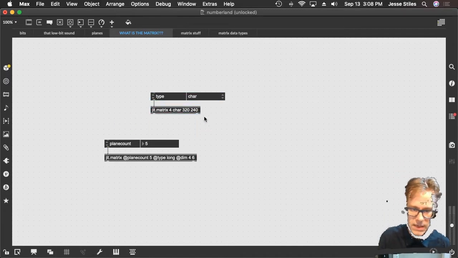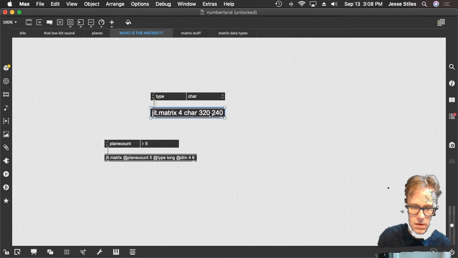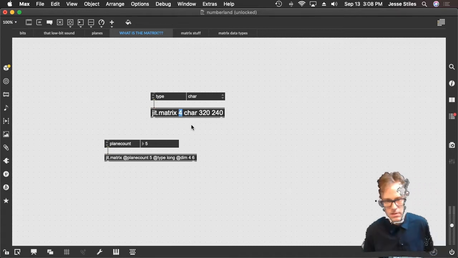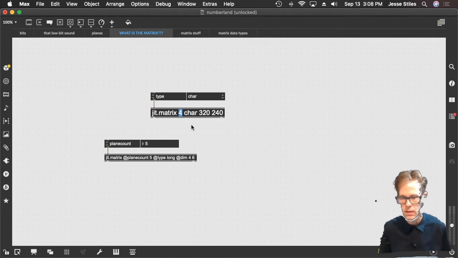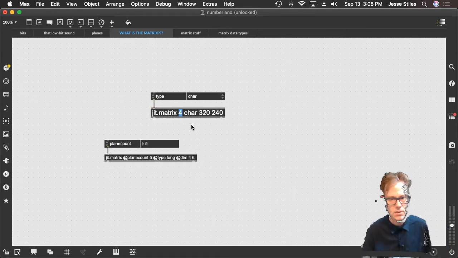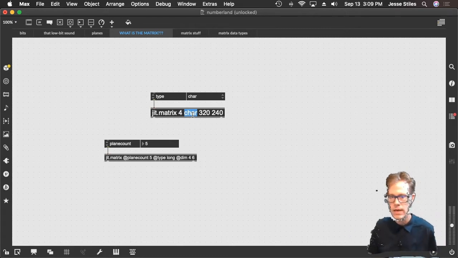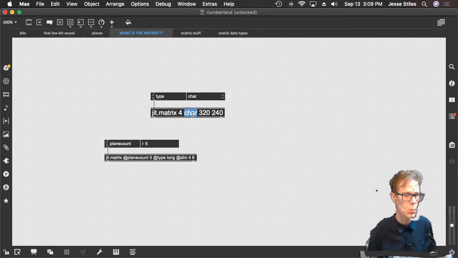jit.matrix is the basic object that allows us to operate on jitter matrices. And it's going to have these arguments very typically, where the first number is the number of planes in the jitter matrix. So that's going to be our alpha, red, green, and blue planes. The second argument is going to be the type of data that is in this matrix. So char, as we mentioned, is going to refer to 8-bit data.